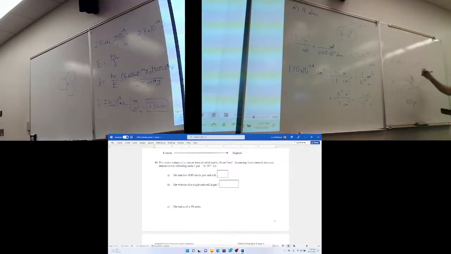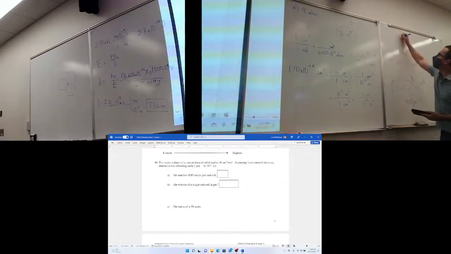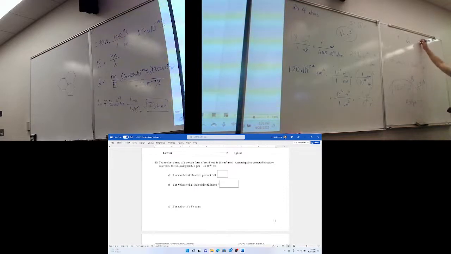Now let's go backwards. Let's get the radius. The radius is equal to the side divided by radical 8. So 493 over radical 8. This is a lot of math. And I get 174 picometers. So that's approximately the radius of a lead atom.